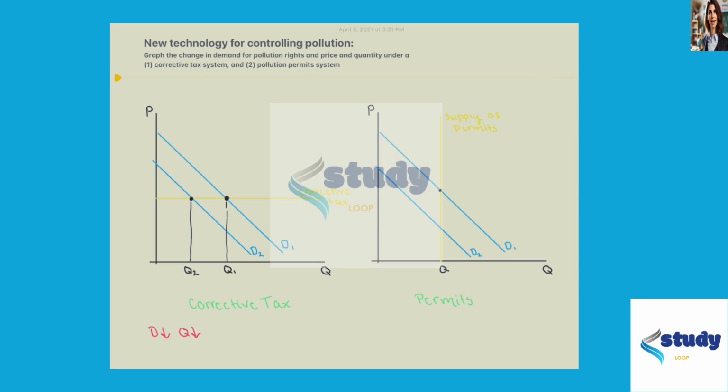However, our prices are shifting. We were initially sitting up here at, let's call that P1, and our price has now dropped to P2. So in this case, as a result of this improvement in technology, we see again that our demand for these pollution permits is decreasing, and our price is decreasing as well.